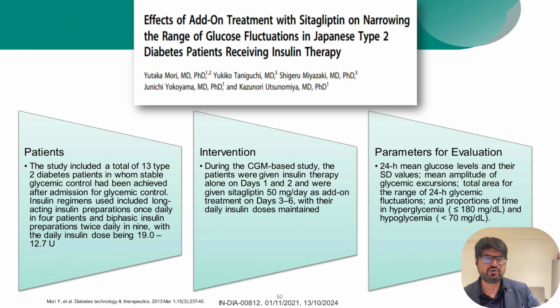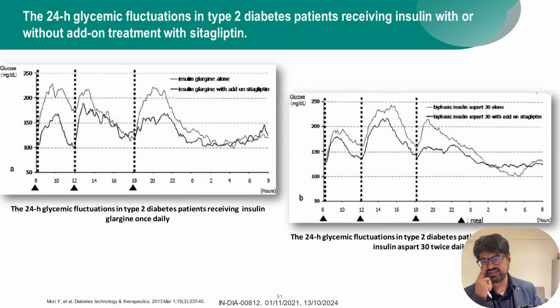So if you look at this study, it included 13 patients with type 2 diabetes with stable glycemic control, which had been achieved after admission. The insulin regimen included long-acting basal insulin once daily in 4 patients and biphasic premix insulin in a couple of patients. Overall insulin dose was in the range you can see here. They used CGM along with the insulin therapy on day 1 and 2, and patients were given sitagliptin as add-on therapy on days 3 to 6, with the insulin doses maintained. They wanted to see the 24-hour glucose values, the MAGE and other parameters. So the idea here is: does giving sitagliptin reduce the risk of glycemic variability?